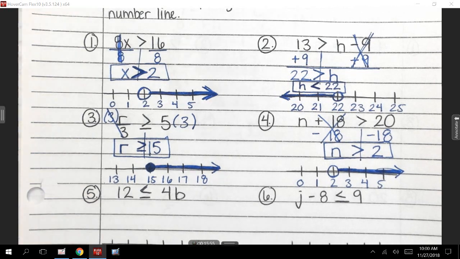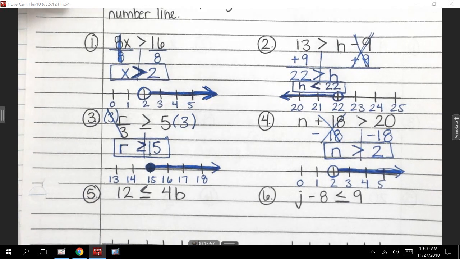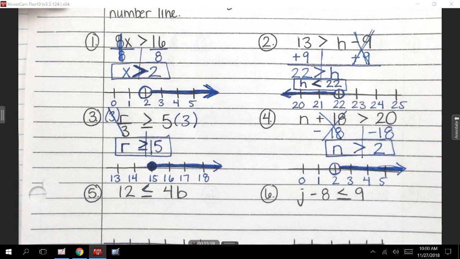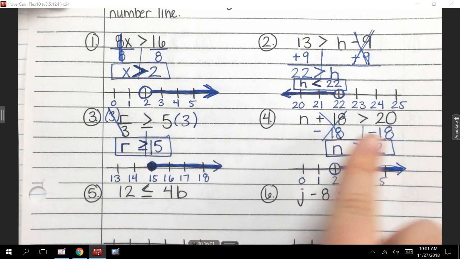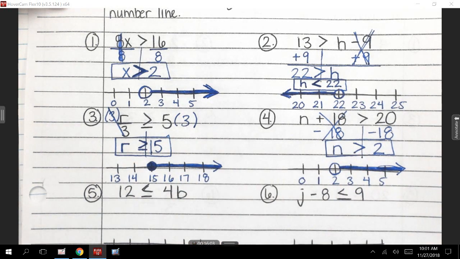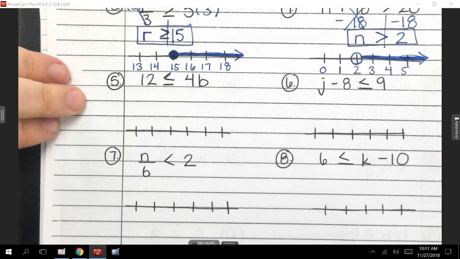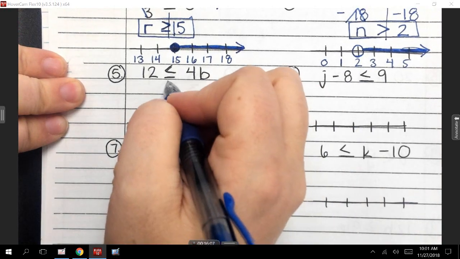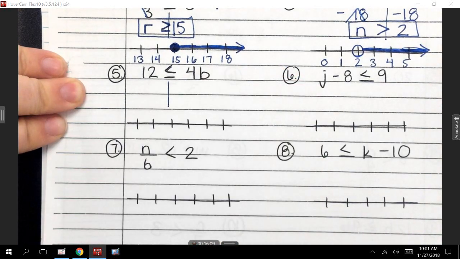All right. Ready to keep going, guys? So this is a good review on those equations, isn't it? Making sure, guys, make sure our work matches. That's what we're looking for here. All right, number 5. Number 5. What do I need to do to solve number 5, Braden?